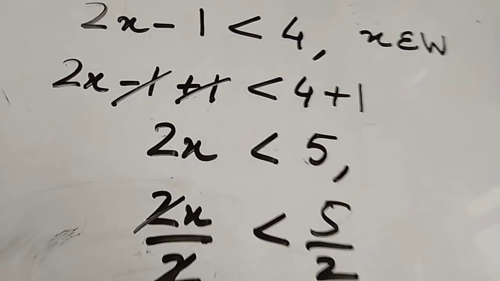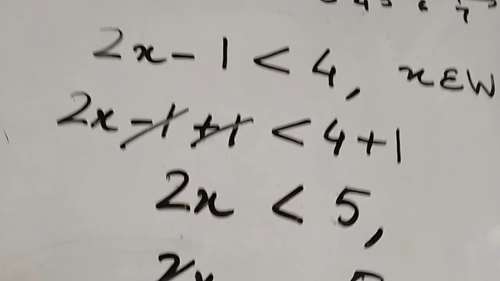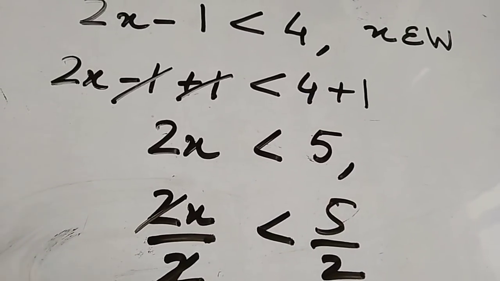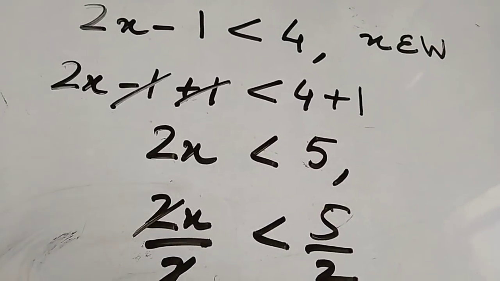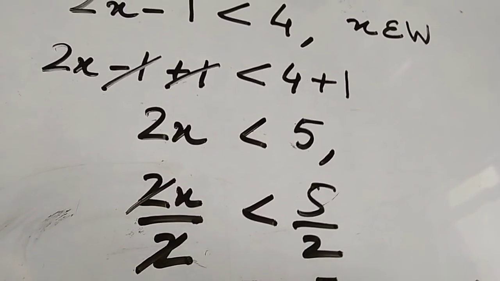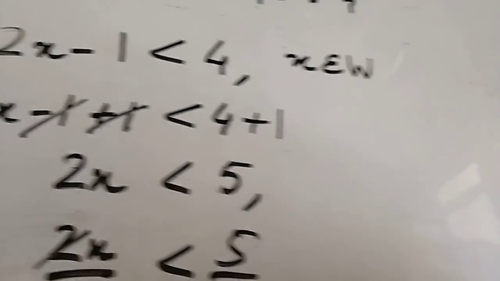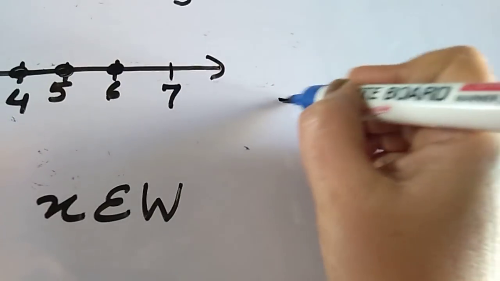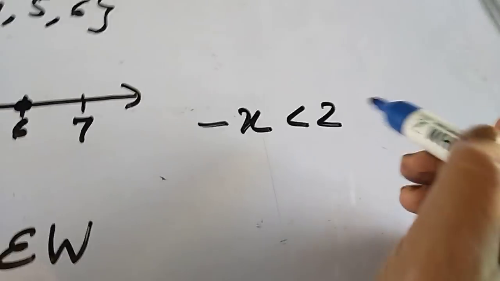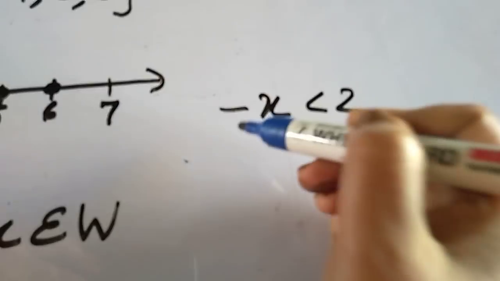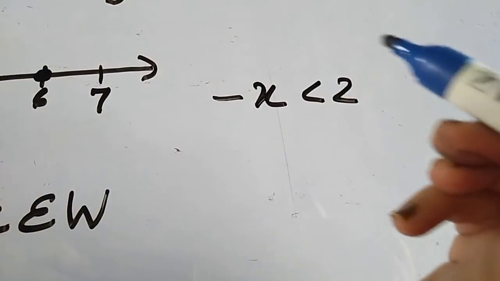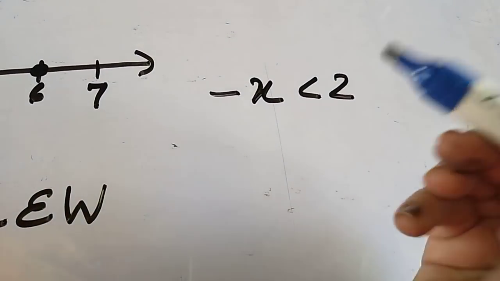Yes, there is a difference: when we divide both sides or multiply both sides of an inequation by a negative number, it reverses the sign of the inequation. Let's see and take an example here. Suppose minus x is less than 2. To make it plus x, we need to either multiply by minus 1 or divide by minus 1, whatever you want.